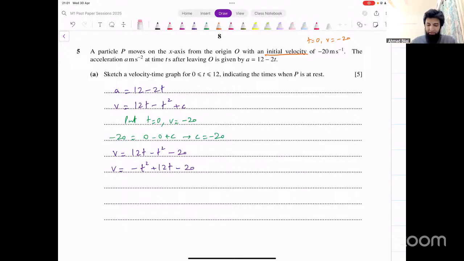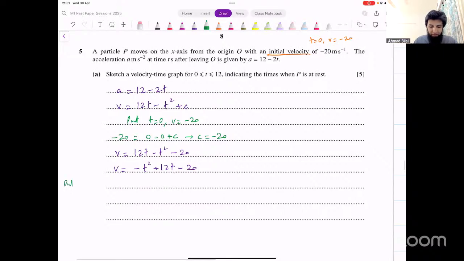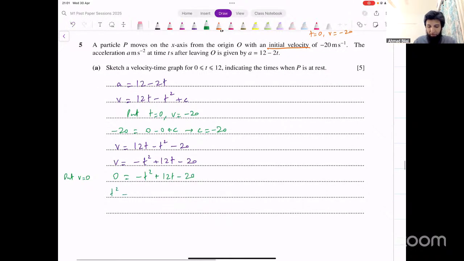They're saying indicate the times when p is at rest. At rest means when velocity is equal to 0. So you would have to put velocity equal to 0 and find the times at which velocity equals 0. Let's do that. 0 equals minus t squared plus 12t minus 20. Can we solve this quadratic equation? If I take all terms to the left side, that becomes this.